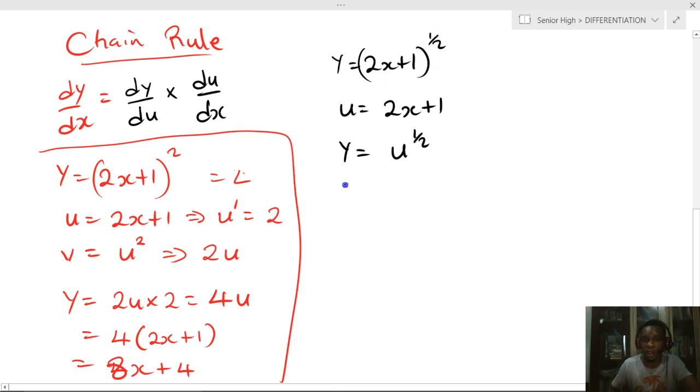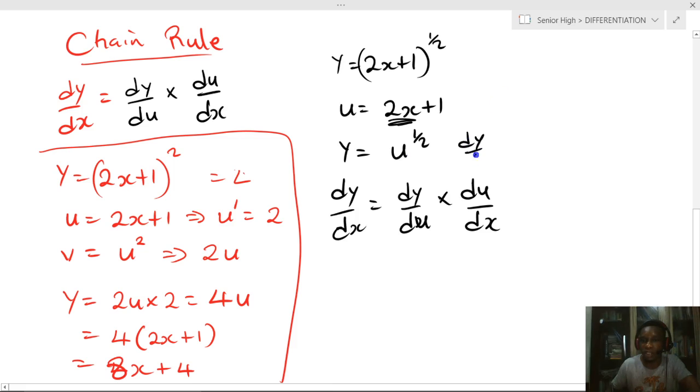So according to my dy dx, I'll first find dy du, that is, my dy in respect to du. Then I also find my du in respect to dx. So what is my dy in respect to du? You subtract 1 and bring back your half. So it will be 1 over 2 u raised to the power of 1 over 2 minus 1, right? That is like saying 1 over 2 u raised to the power of minus 1 over 2, right?